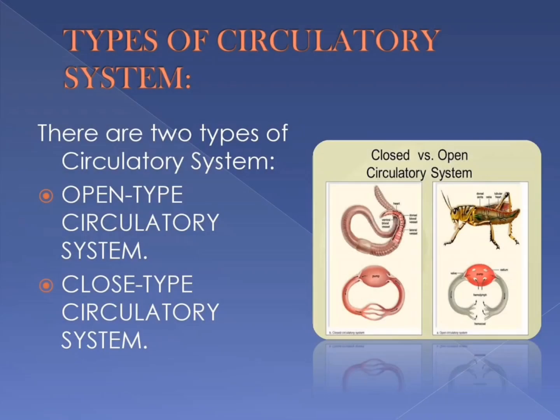Now we will discuss types of circulatory system. There are two types of circulatory system. The one is the open type circulatory system and the other is the closed type circulatory system.